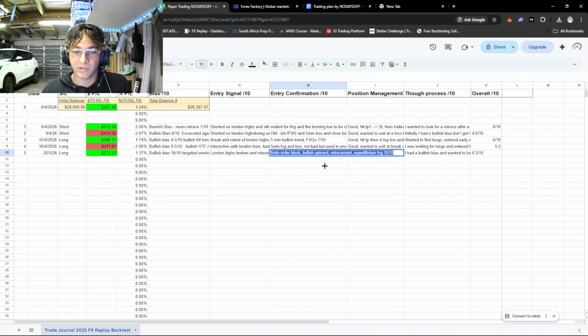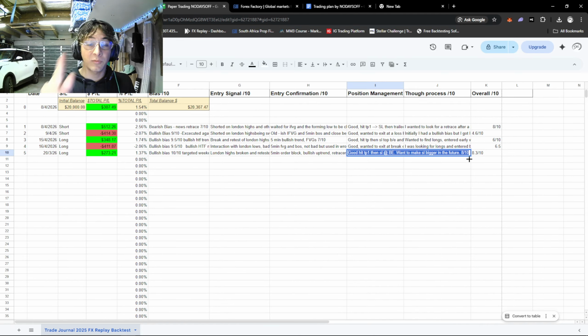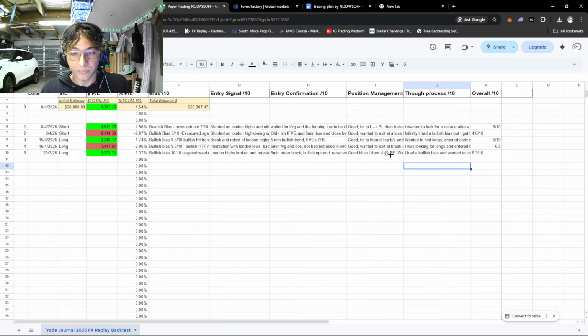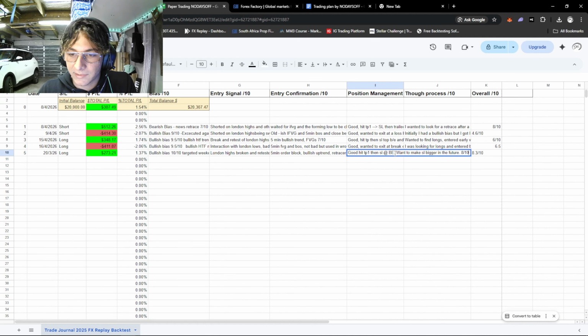Such a strong bullish lower time frame willingness. That's what it showed. So I rated that 10 out of 10. Position management good. We had take profit 1, then stop loss at break even. I want to make my stop loss bigger in the future. That's for another video. 8 out of 10. Position management, I could have put a little bit lower, because we almost hit take profit 2, and if we managed where our take profits were, we would have hit take profit 2. But regardless, 8 out of 10.